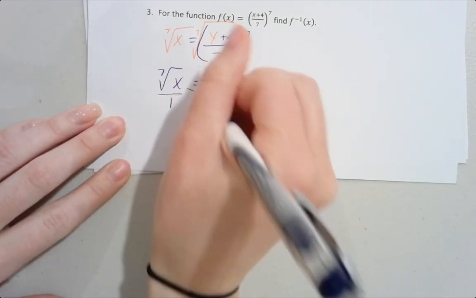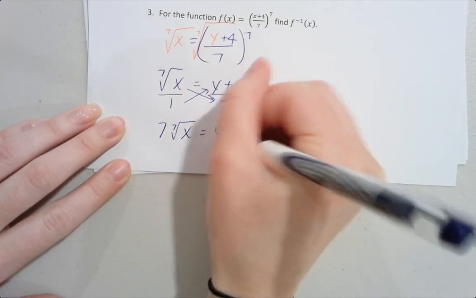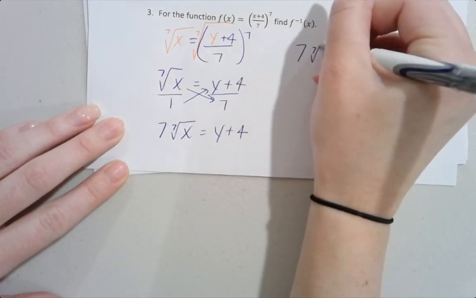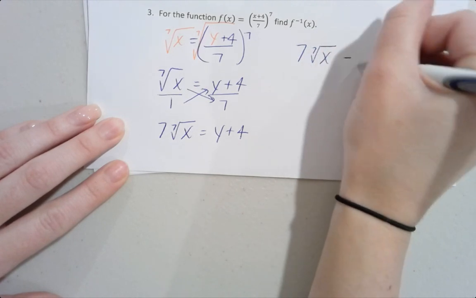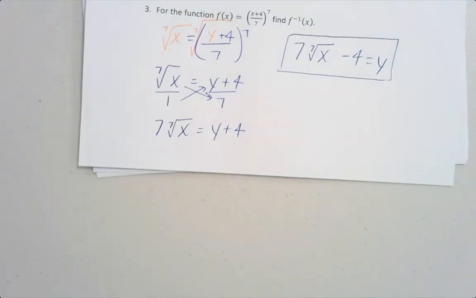So I'm going to have 7 times the 7th root of x is equal to y plus 4. I'm going to move that 4 over by subtracting it. So 7 times the 7th root of x minus 4 is equal to y. Make sure you rewrite that in function notation. Oh my gosh, we did it.